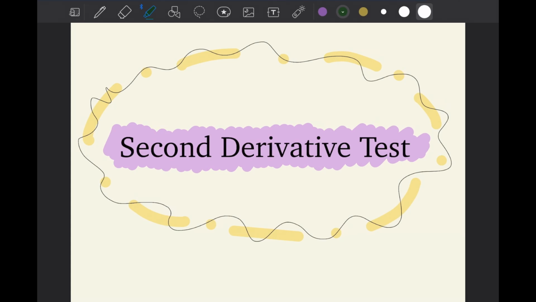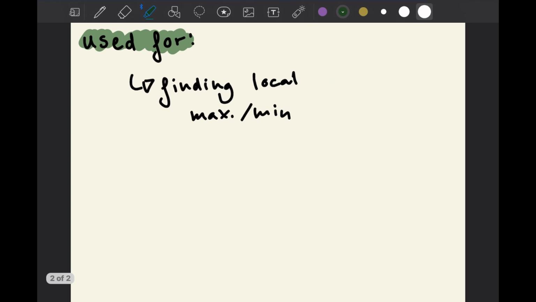Hello, and this week's video is going to be about the second derivative test, which is used for finding a local minimum or maximum. So if you've seen my video previously about critical points and finding the maximum or minimum point, you might be familiar with this process already, but this just goes into the second derivative test a bit more deeply. So what are your steps?